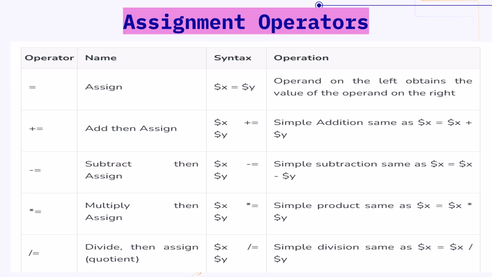Assignment operators. Assignment operators are used to assign values to variables. These operators allow you to assign a value and perform operations in a single step. So we have the equal to assignment operator. Then we have plus equal, that is add and then assign; minus equal to, that is subtract and then assign; asterisk equal to, which will multiply and then assign; and division equal to, which will divide and then assign.